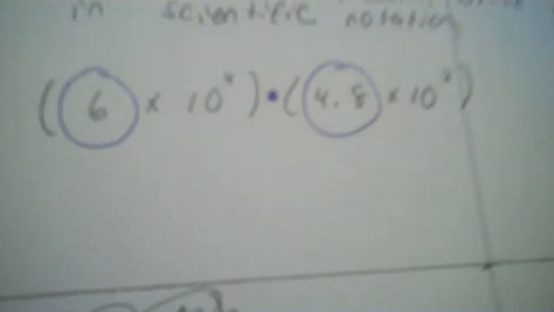Okay, now you're doing operations with numbers in scientific notation. 6 times 10 to the 4th times 4.8 times 10 to the 2nd. It's all times, so here's what you do. You put the 6 with the 4.8, okay? You can multiply this in any order, so multiply it in this order. You're going to take 6 times 4.8, and then we're going to take the 10 to the 4th times the 10 to the 2nd.